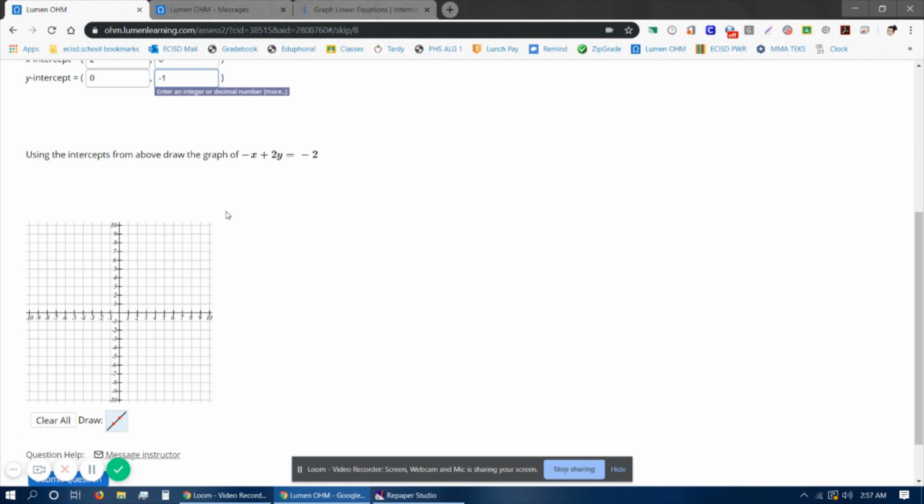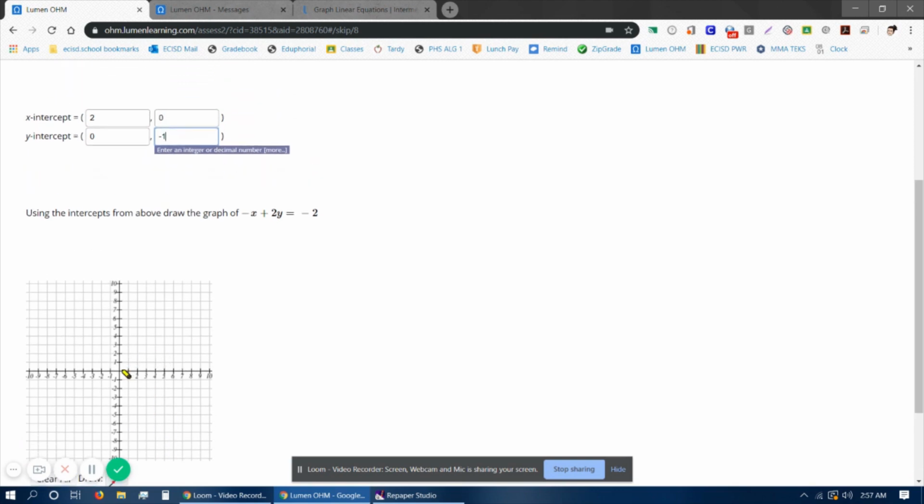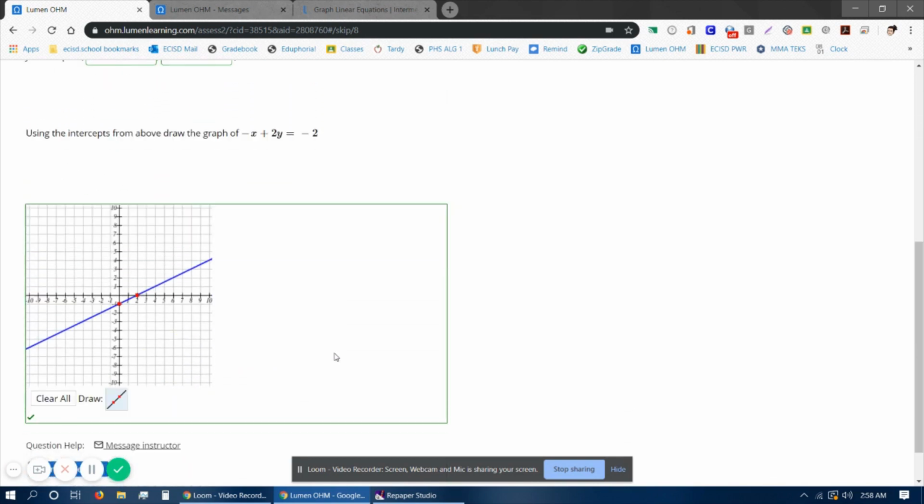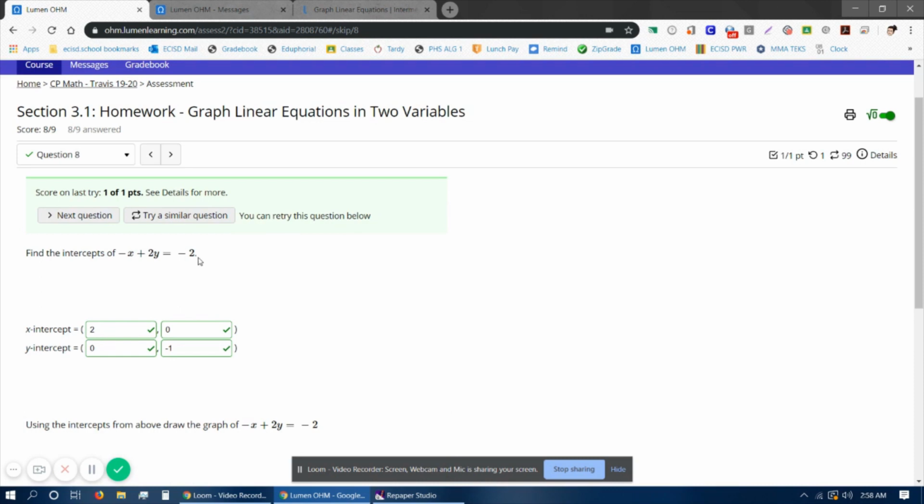I can then use those intercepts to draw it on the graph. So the x-intercept of positive 2, 0. Positive 2 means I go to the right. 0 means I stay in the middle. And then for the y-intercept, 0 means I don't move left or right. Negative 1 means I move down 1. And there you go.